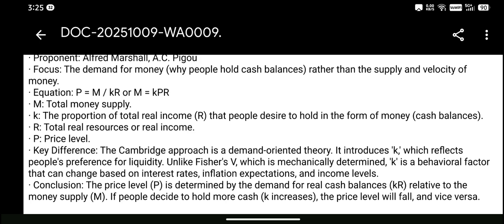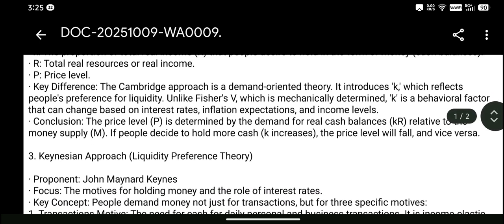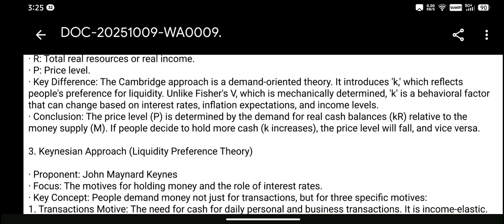It introduces K, which reflects people's preferences for liquidity, unlike Fisher's V, which is mechanically determined. K is a behavioral factor that can change based on interest rates, inflation expectations, and income levels. Conclusion: the price level P is determined by the demand for real cash balances KR relative to the money supply M. If people decide to hold more cash, K increases, the price level will fall, and vice versa.